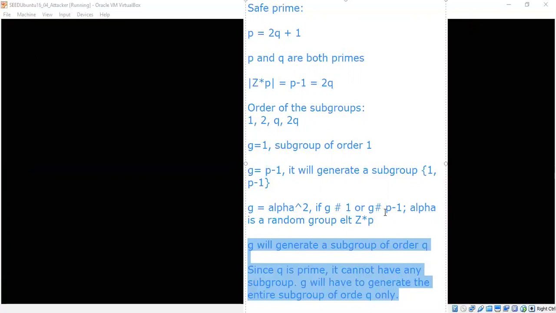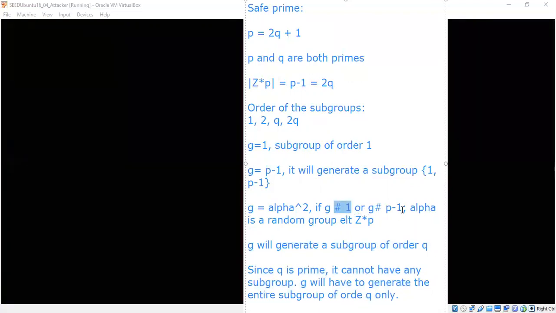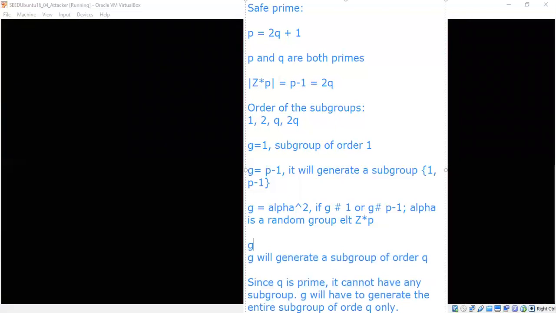All we have to do is take the generator G and check whether it is equal to 1 or equal to P minus 1. If one of these is true, we reject it. We say this is a bad generator. Otherwise, we accept all generators. We can also check G power Q is 1.